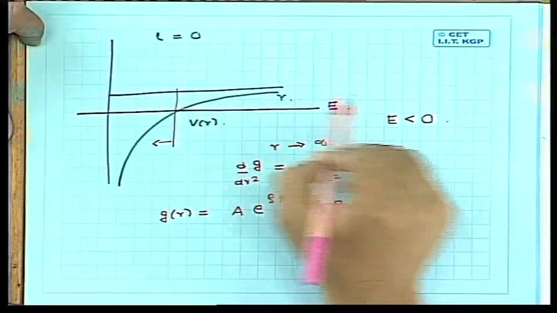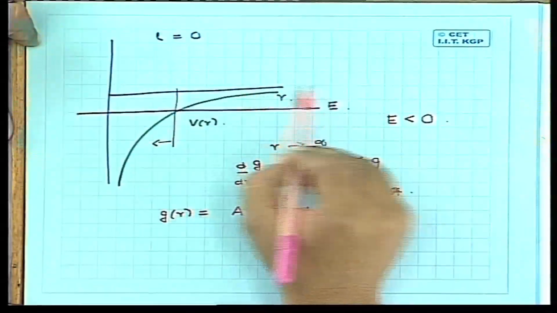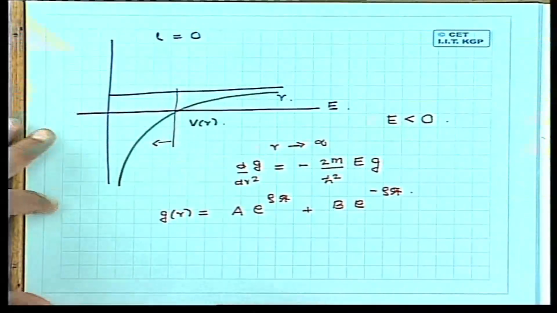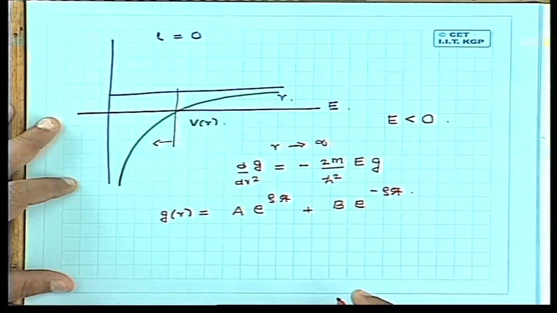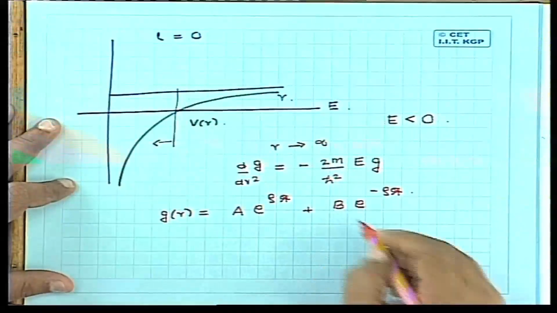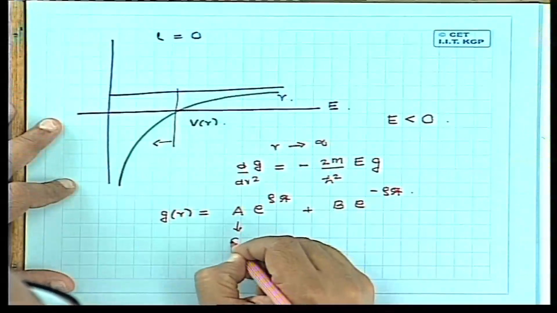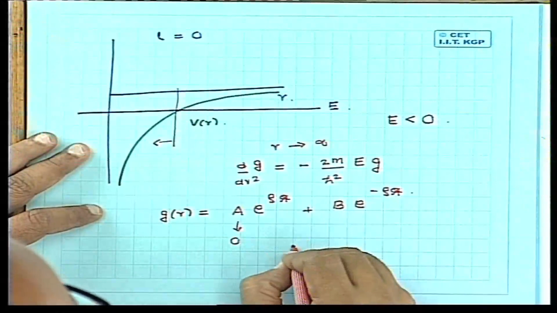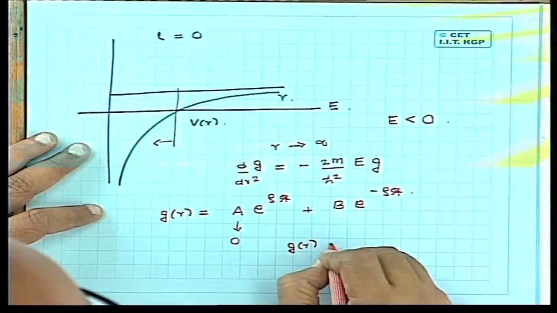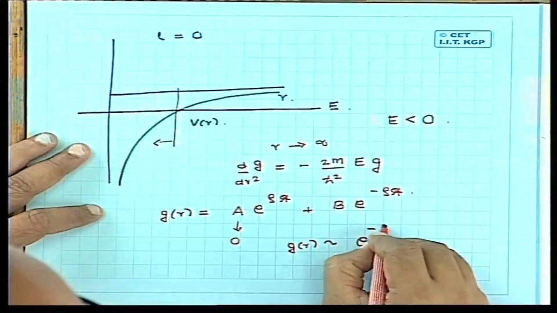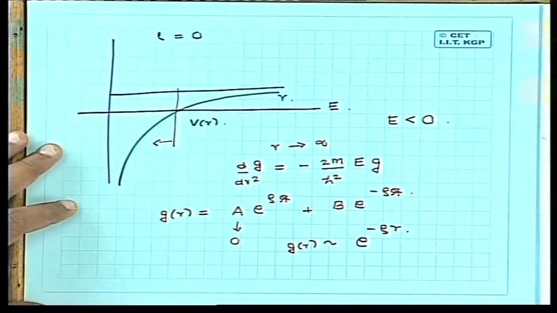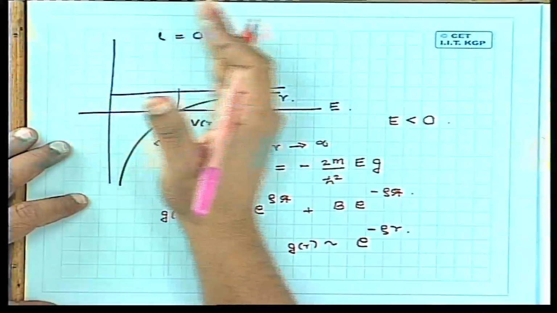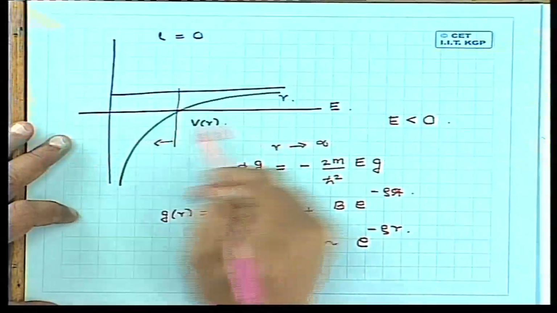We want the function to disappear at large r, otherwise it will blow up and the total integral will not converge. So we see that this term has to be 0, and G of r will behave as e to the power minus rho r. So this is the behavior on the right hand side beyond the classical point.